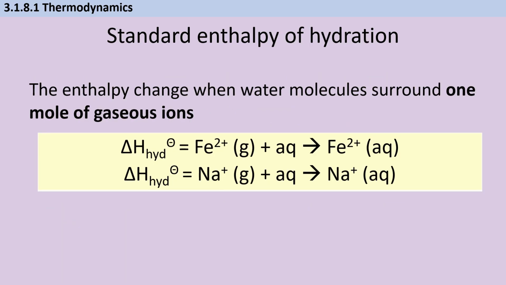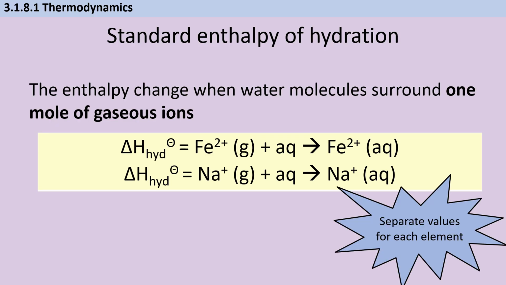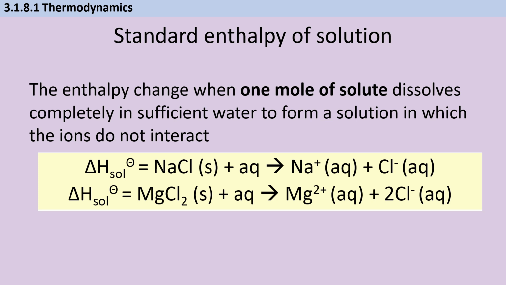Students are often confused by enthalpies of hydration and solution because they do sound very similar. The enthalpy change of hydration is when water molecules surround 1 mole of gaseous ions, and this is going to apply to a specific element, so you need separate values for each element in the compound. We use aq for water because this isn't water that's taking part in a chemical reaction, it's just making the ions aqueous. The standard enthalpy of solution is that much more realistic everyday process where 1 mole of an ionic solute is dissolved completely in enough water that the ions are no longer interacting with each other, and this is going to be 1 value for the compound rather than each element independently.